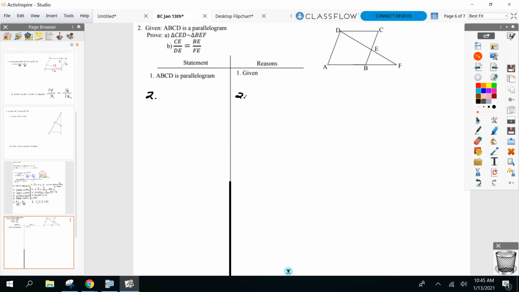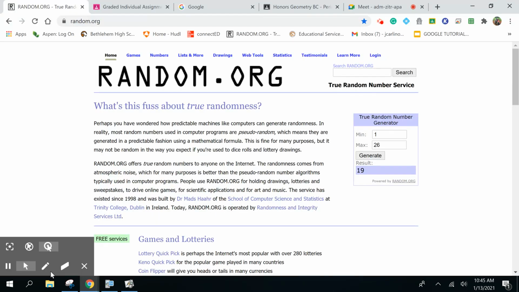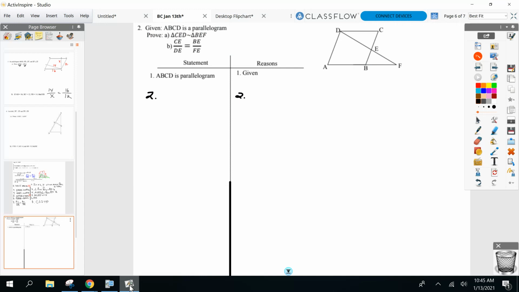Okay, can you help me prove CED similar to BEF? CED similar to BEF. Need two pairs of angles. Anybody have a pair of angles they want to give me right now in those two triangles? Owen, hello, good morning. What do you got?